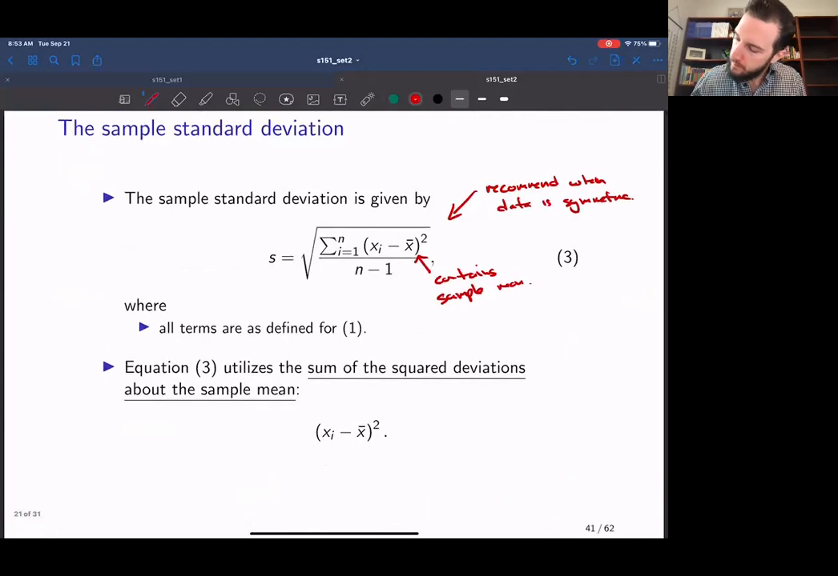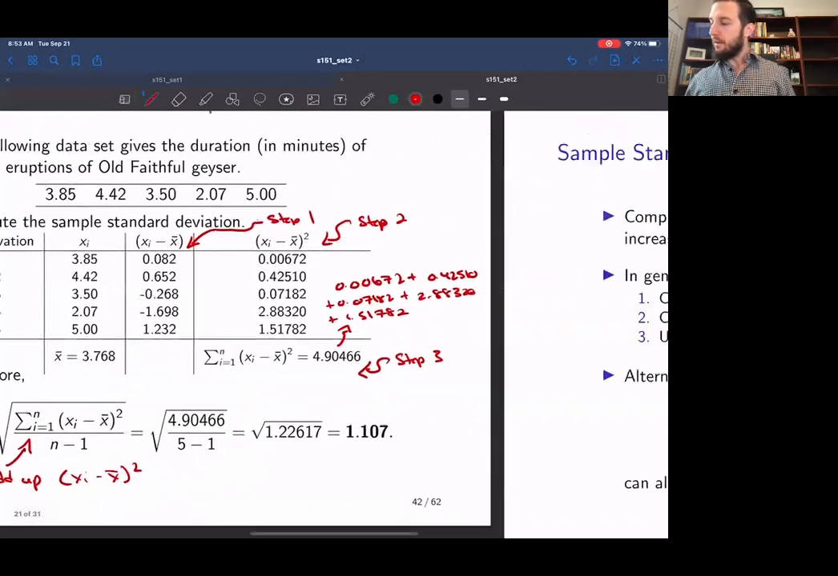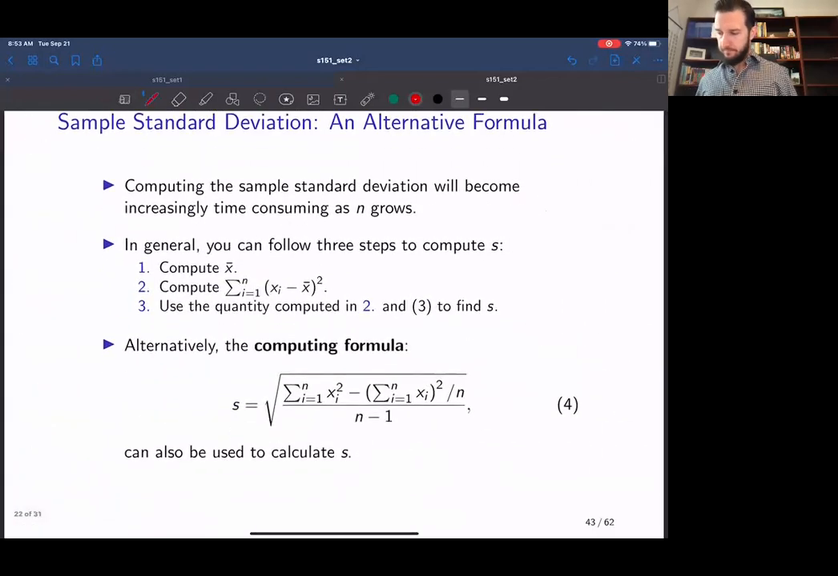So this formula is called the defining formula, right? So this is our defining formula. This is one way of computing S, which is the sample standard deviation. The other way that we can compute S is using the computing formula, which is shown here, okay?